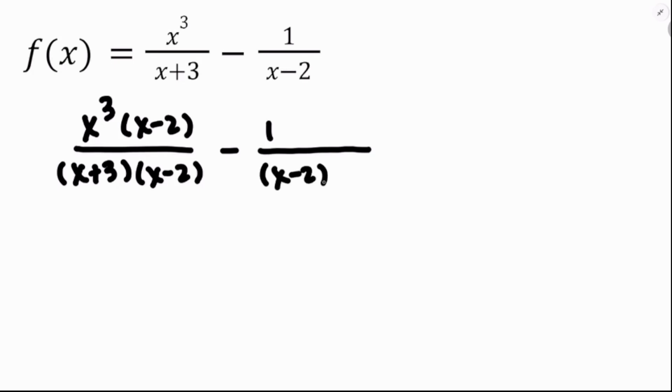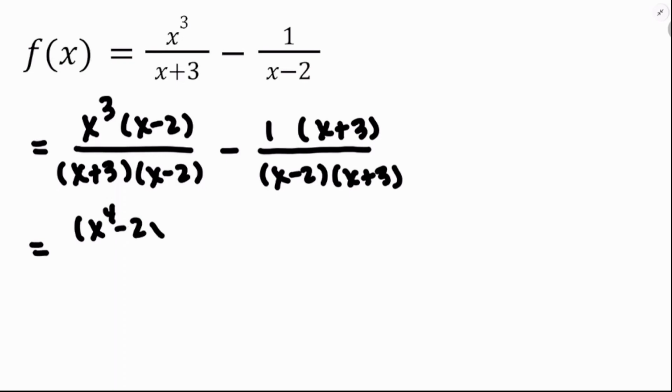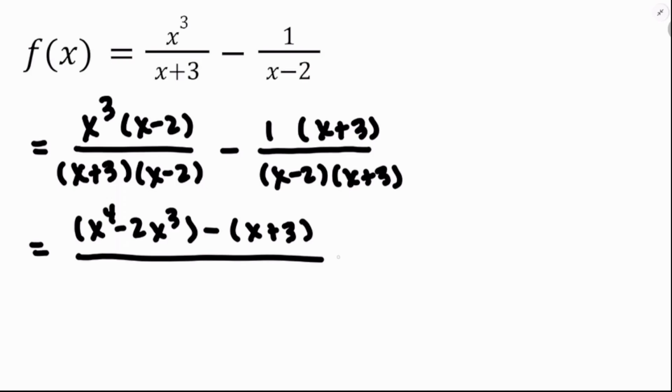I've got x minus 2, and I need to multiply by the x plus 3 on top and bottom, so I'm multiplying by 1 so I don't change the value of the fraction. Okay, so that's equal to this, and then I'm going to do the distributions. Let's say that's x to the 4 minus 2x cubed minus the quantity x plus 3, over x plus 3 and x minus 2.